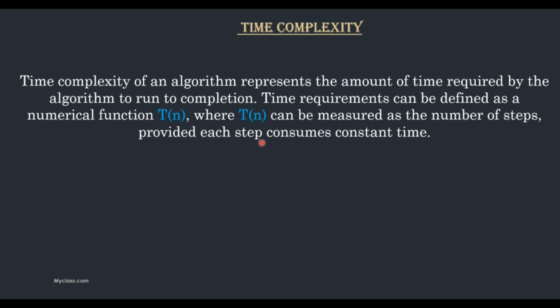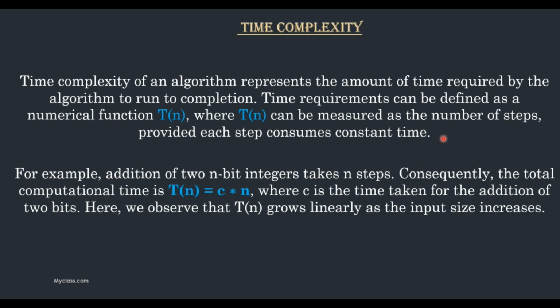For example, addition of two n-bit integers takes n steps. The total time we can say is T of n equals C times n, where C is the time taken for the addition of 2 bits. Let's assume we have a 10-bit number; for a 2-bit number, C milliseconds is required. So for a 10-bit number, it is C times 10. That is the value of T of n. So T of n grows linearly as the input size increases. That is a very easy example for calculating time complexity.